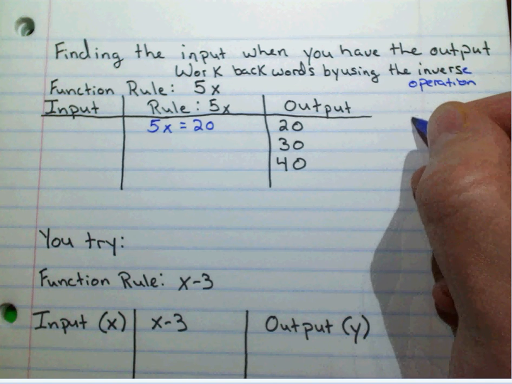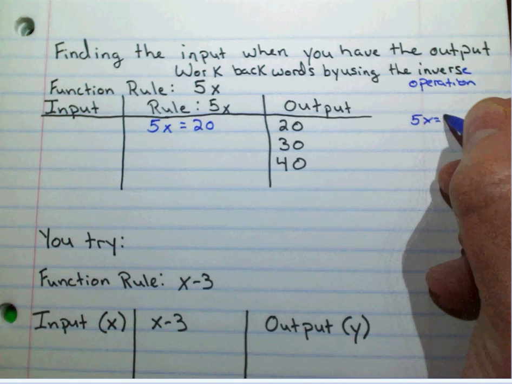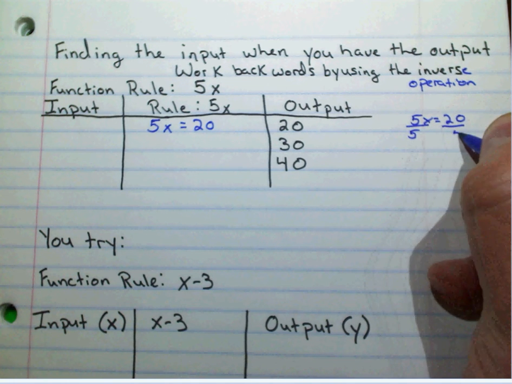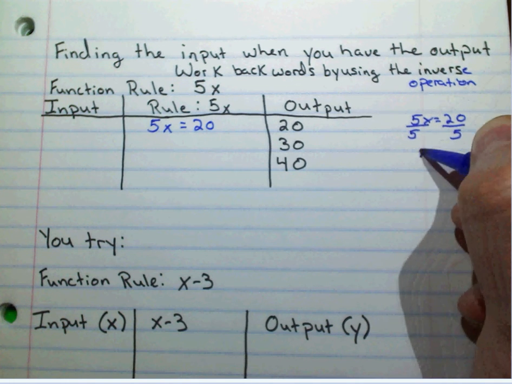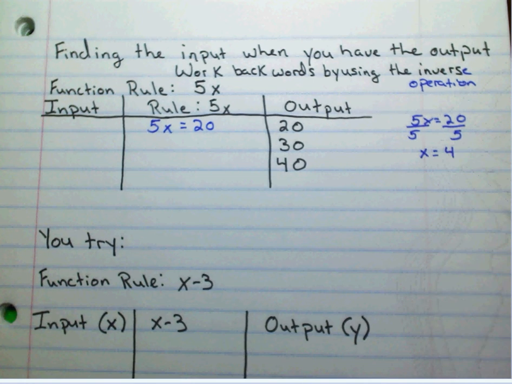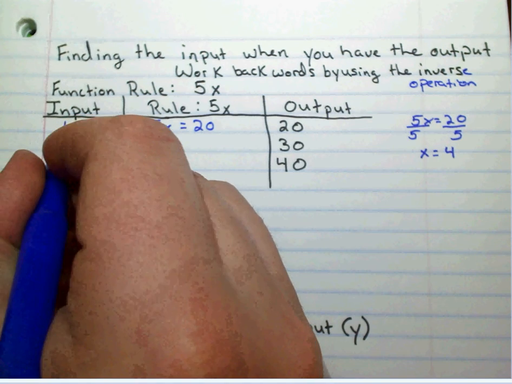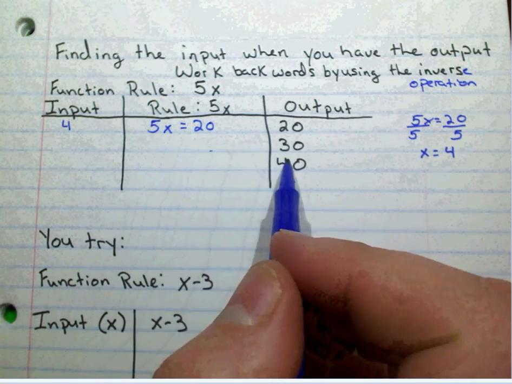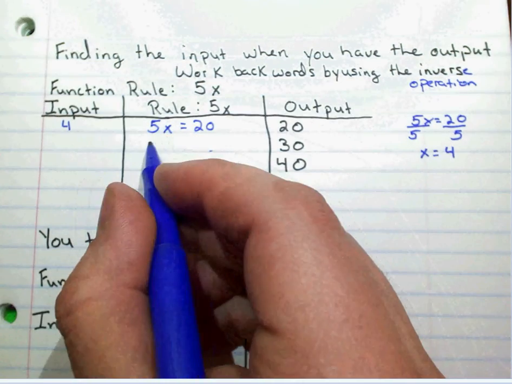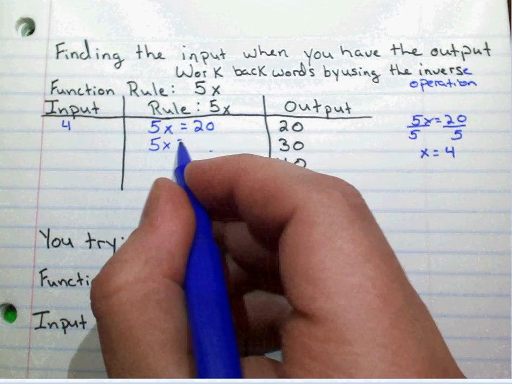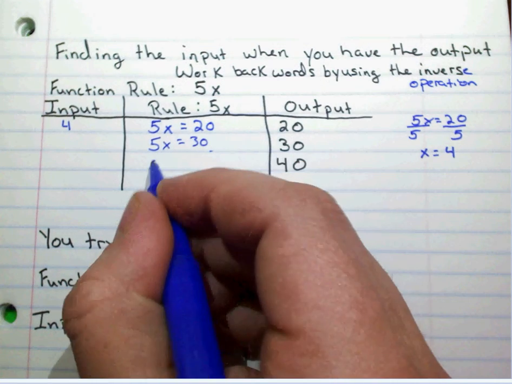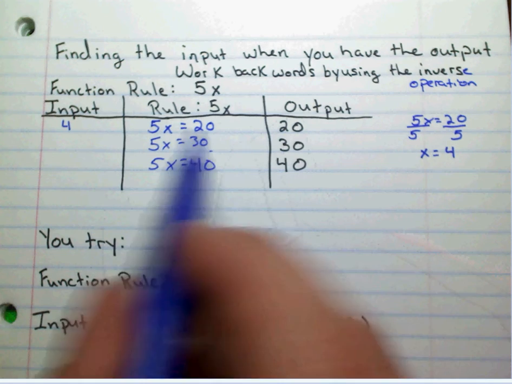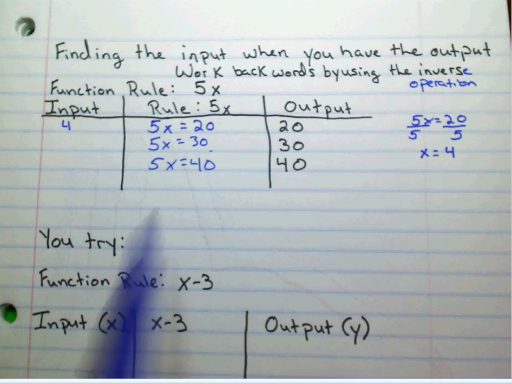So that's 5x equals 20. We'll divide by 5, and our x equals 4. So that's what our input's going to be. Go ahead and try the next two, 30 and 40. So you set it up just like this, 5x equals 30 and 5x equals 40. Pause the video right now and find your inputs for both of these.